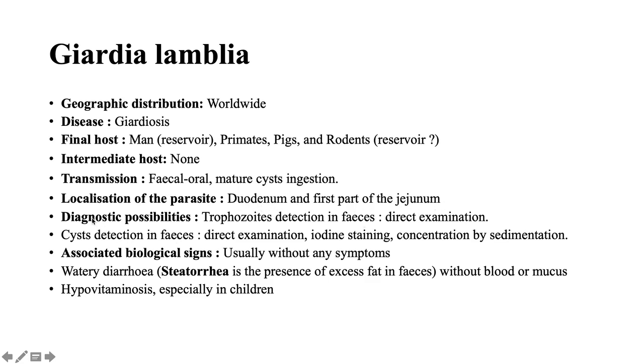Diagnostic possibility: as we mentioned before, we have two forms of the parasite, trophozoite and cyst. We can detect the trophozoites in the feces by direct examination under the microscope. The cysts can also be detected by direct examination under the microscope, sometimes using iodine stain, and by concentration with sedimentation.